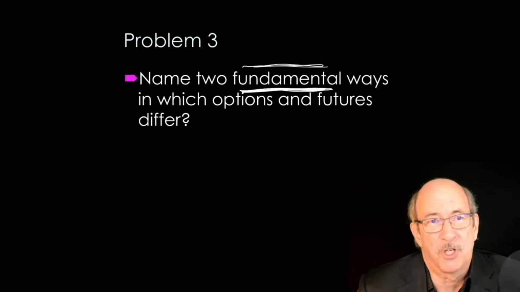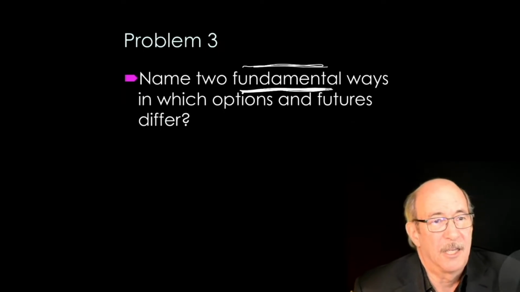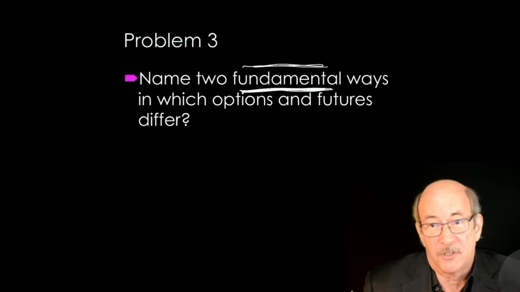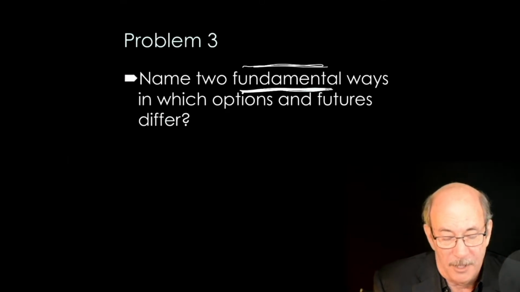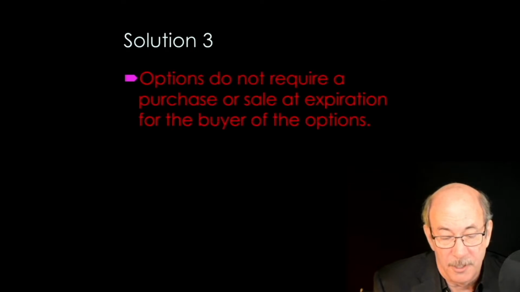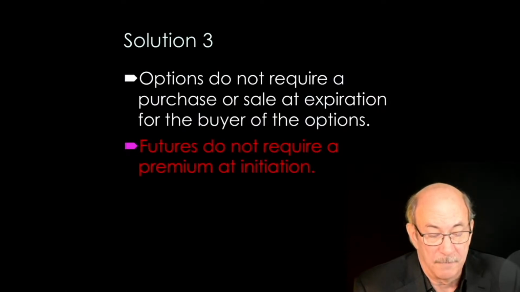Whereas in an option, you pay a premium if you're the buyer. In the option, if you're the seller, you actually receive a premium. So there is an actual cash flow at the beginning of an option contract, whereas there is not a premium or payment at the beginning of a futures position.